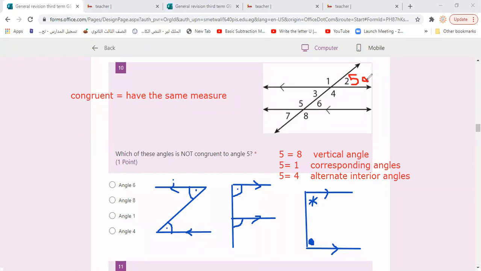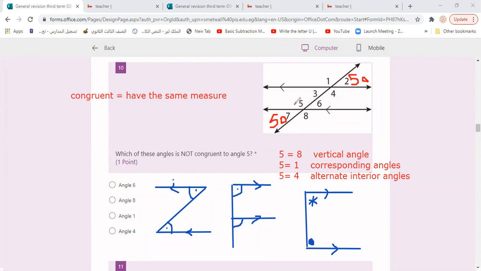Miss, may I say? Yes, Judy. 50. How did you find it? Because it's alternate exterior. Exactly. How can we find the measure of angle 5?